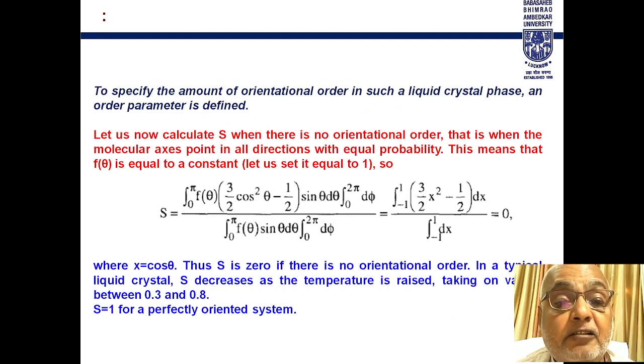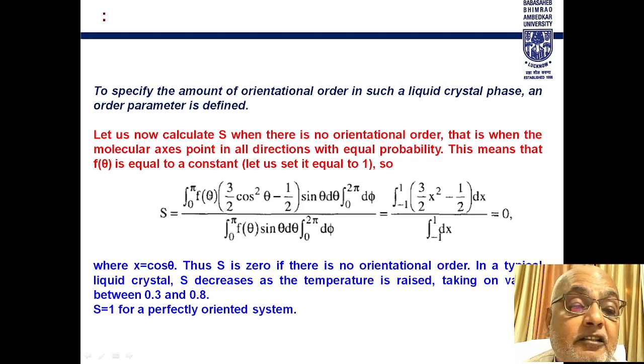To specify the amount of orientational order in such liquid crystal phases, an order parameter is defined, which is usually denoted as S, capital S. Let us now calculate S where there is no orientational order. That is, when the molecular axes point in all directions with equal probability. This means that f(theta) is equal to a constant. Let's set it equal to 1.